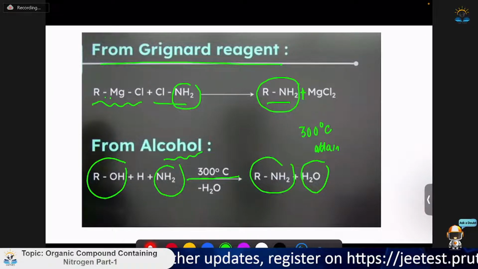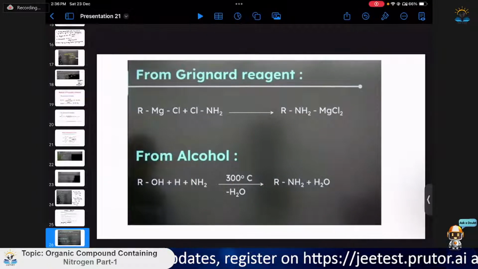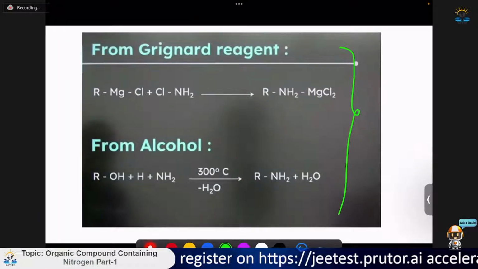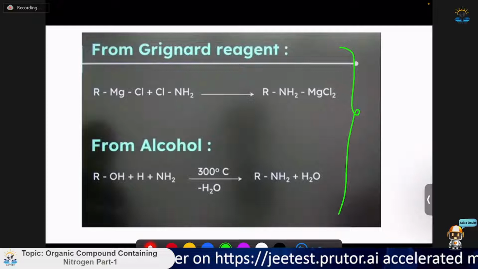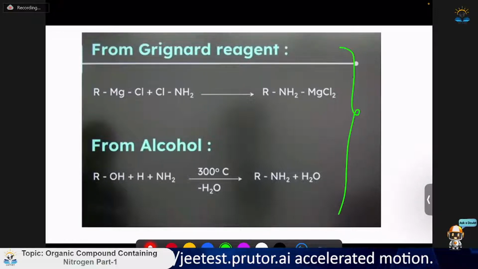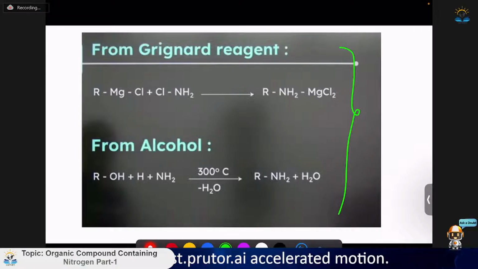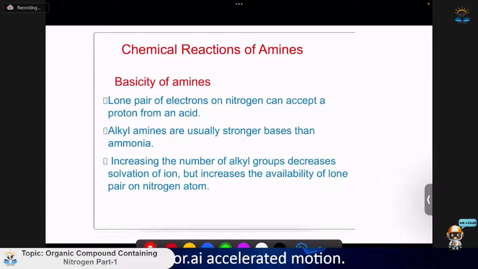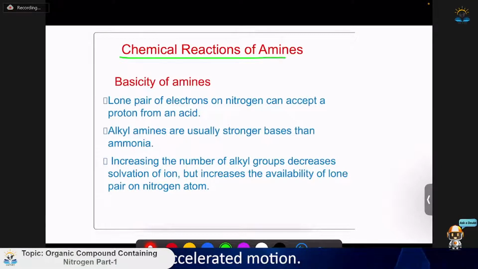We have already learned the main methods of preparation of amines. These are the miscellaneous methods, but we should know them in case they put them in any reaction, so that we know what is formed. Okay, so we saw how amines are prepared. Now we will see the chemical reactions of amines.